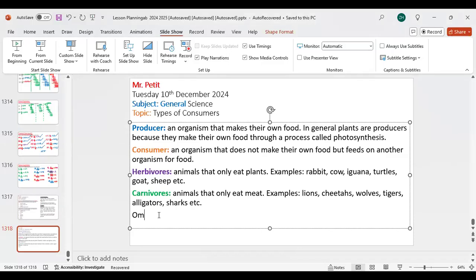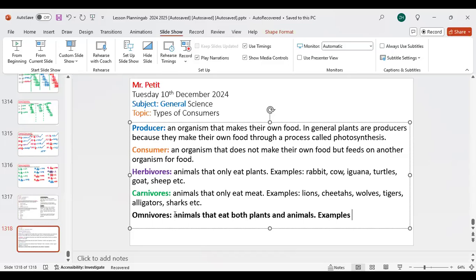Moving right along. Omnivores. I spelled it wrong. Now, what are omnivores? Animals that eat both plants and meat. Very good. Basically in between. Animals that eat both plants and animals, and they chew their food. These are omnivores. What are some examples of omnivores?